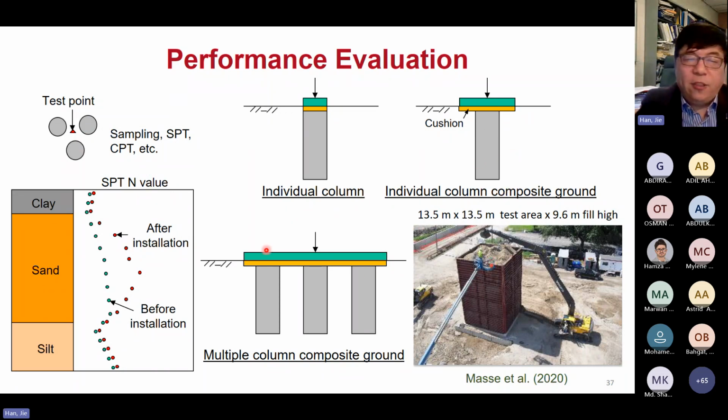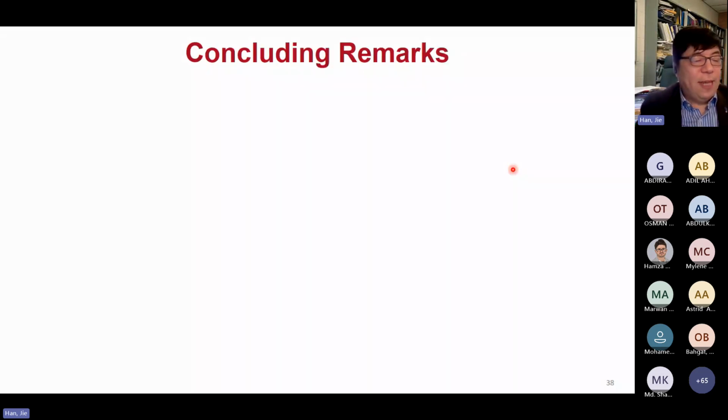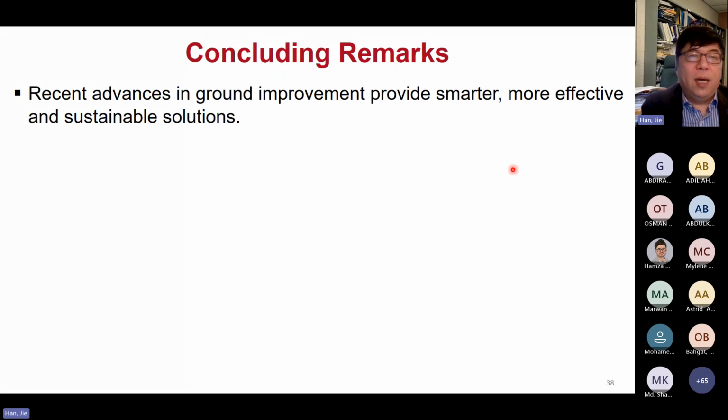Or if you have money, you can do multiple column composite tests, as shown here, with the large pad underneath and the box with the soil. Of course, this is very costly. But at least what I would suggest is that you do a single column test and a single column composite ground test. With that, I reach the concluding remarks.